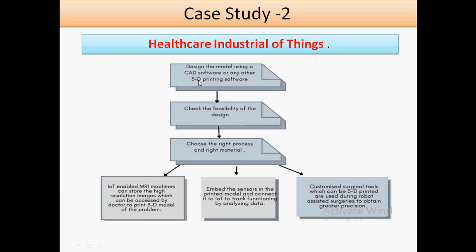Whenever 3D printing is used with IoT, you design the model, then after that check the feasibility, and choose the right process and right material. After that, IoT-enabled MRI machines can store the high-resolution images, which can then be printed as a 3D model. So that can enable the sensors, connected to the IoT, to track functioning by analyzing data.